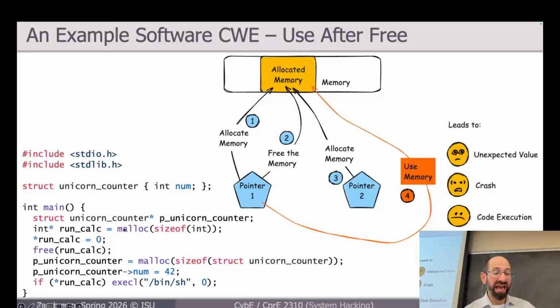We then separately allocate a single integer. So that is step one. That is, we have allocated memory. Set it to some value. Doesn't really matter. We've used the pointer.